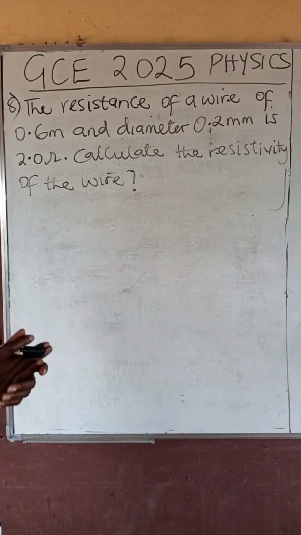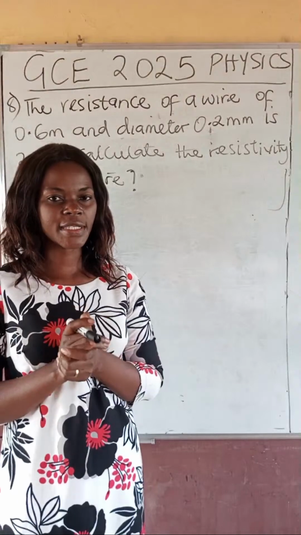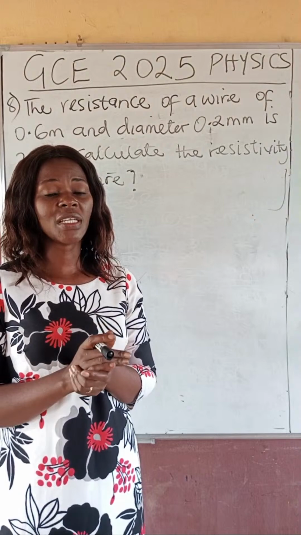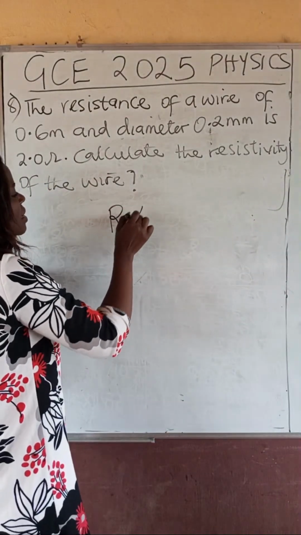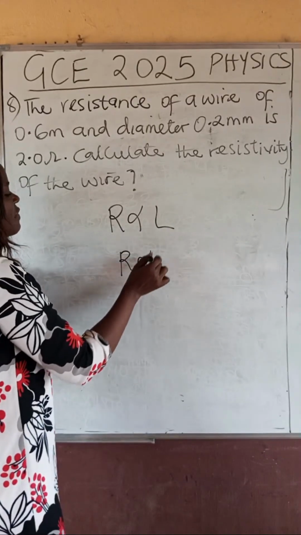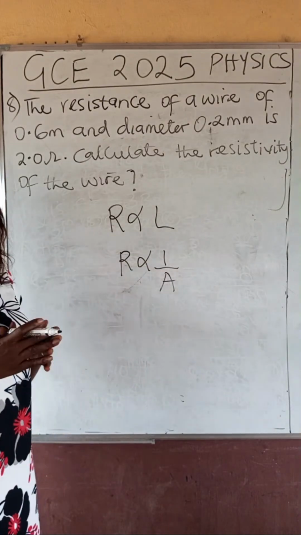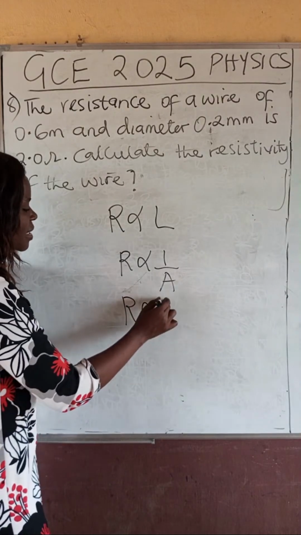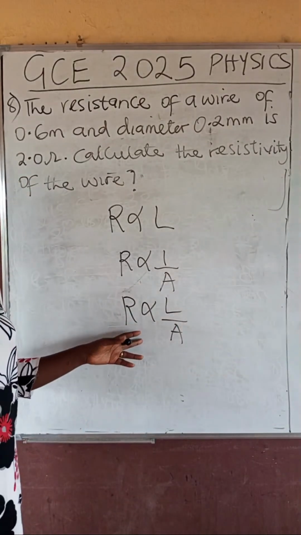Now, for us to do this, we should remember that there are factors that affect the electrical resistance of a wire: the length, the area, the temperature, and the type of material. The resistance varies directly as the length, and inversely as the area. Combining them, resistance varies directly as the length and inversely as the area.